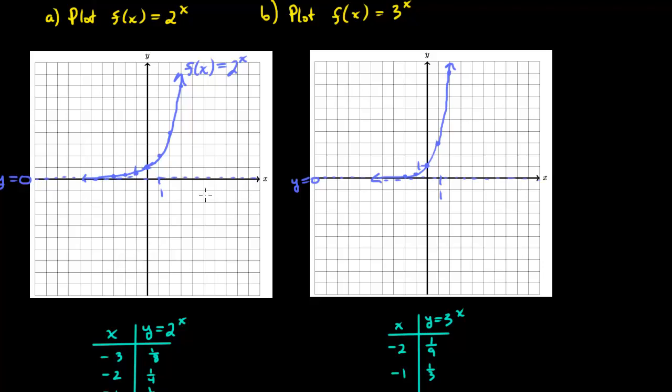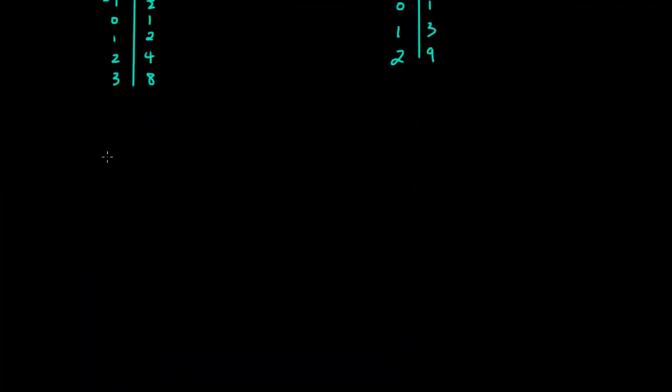Okay, so now let's summarize a couple things about this function. So for f of x is equal to b to the power of x, where b is greater than 1, let's think about what the domain is. So the domain for the graphs above, we have that x can be any real number. So the domain of our function was the set of all x in the real numbers.